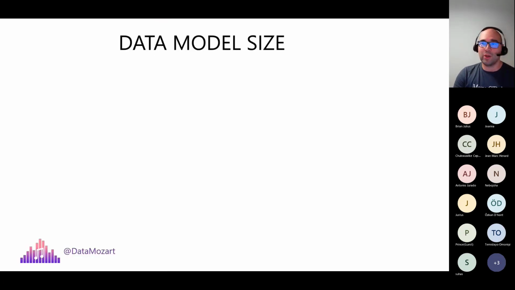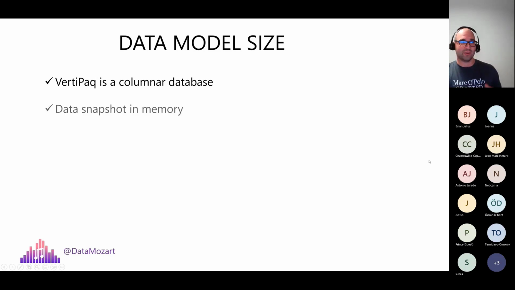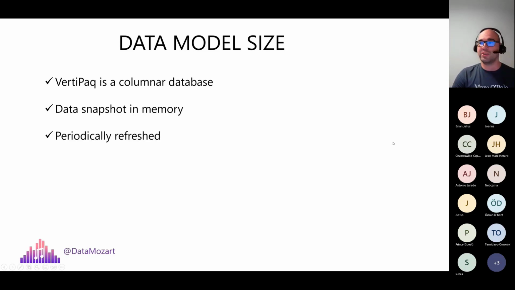Now, to understand what affects your data model size, we need to lay some theoretical background in the beginning. First of all, when you choose import mode, so now we are talking about import mode in Power BI, data is being stored in a columnar database which is called VertiPaq. What VertiPaq does, VertiPaq keeps the snapshot of your data in memory. And then this snapshot can be refreshed periodically from the original data source.